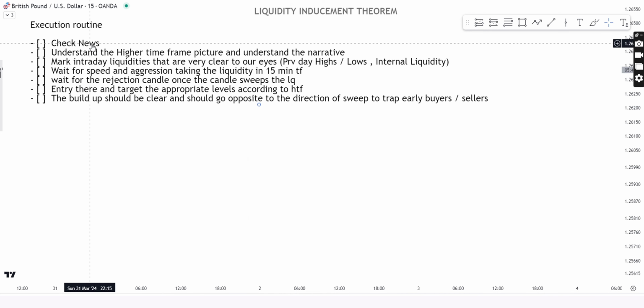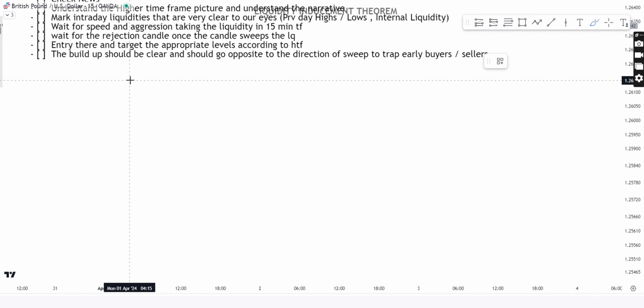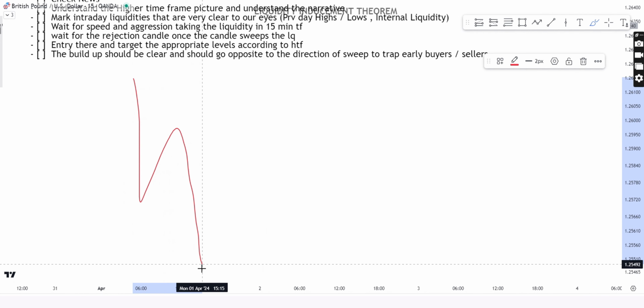So according to the checklist, you should understand the higher time frame picture and understand the narrative. So the first thing you should get from the daily time frame is what the recent liquidity sweep is.